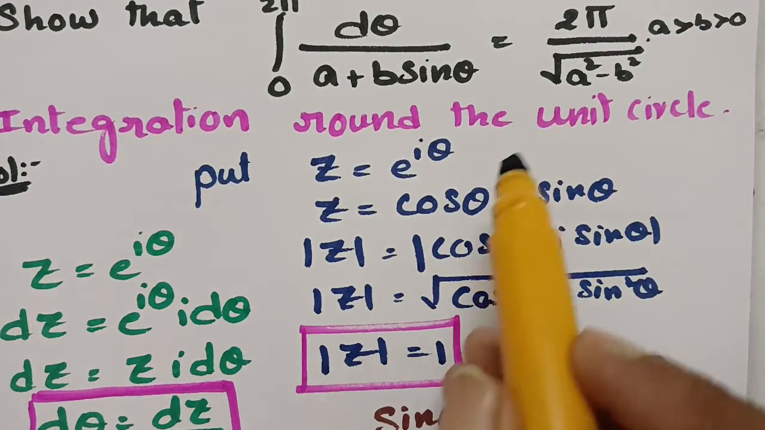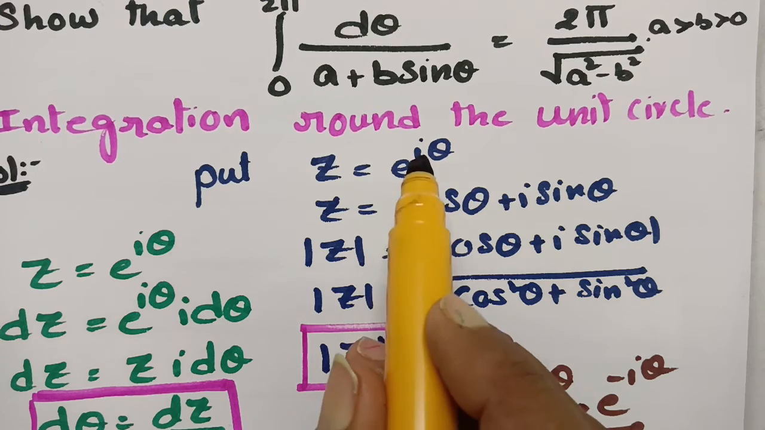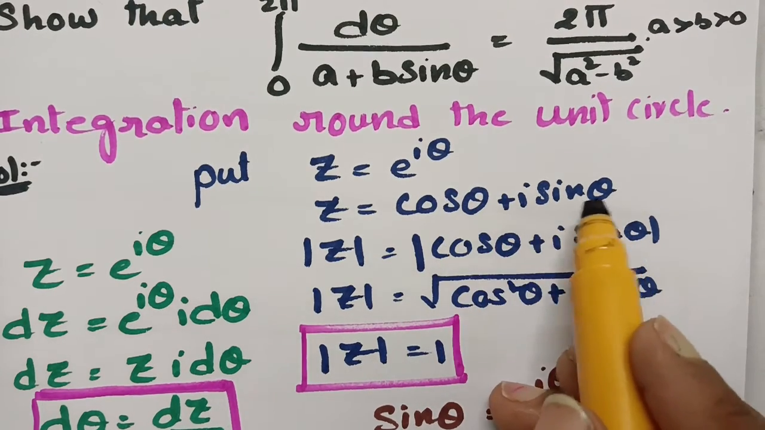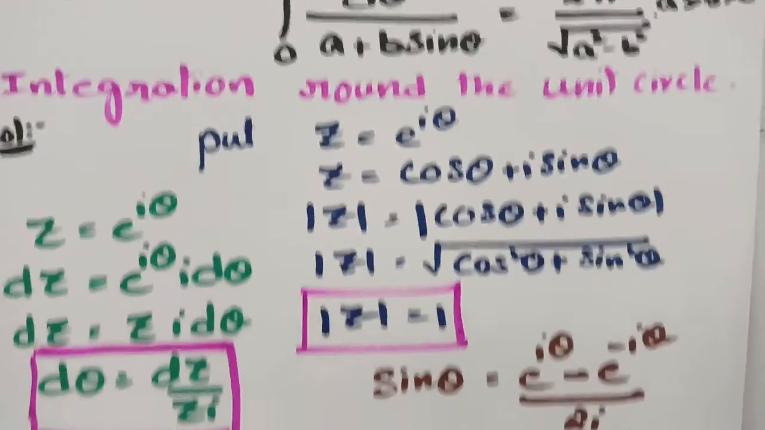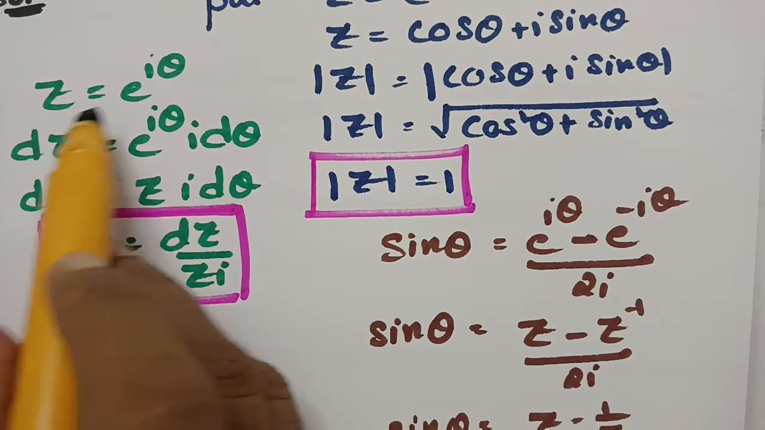As the integration is around the unit circle, we have to put z is equal to e power I theta. As e to the power of I theta is nothing but cos theta plus I sin theta, mod z value is equal to 1. So this is the unit circle. So this is the region, and z is equal to e power I theta.